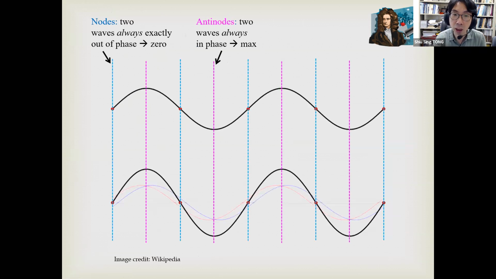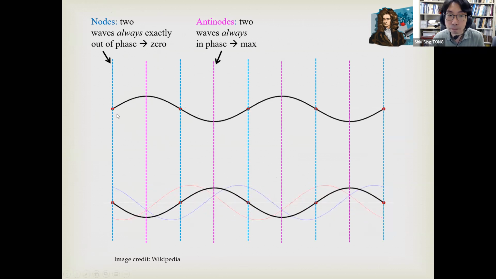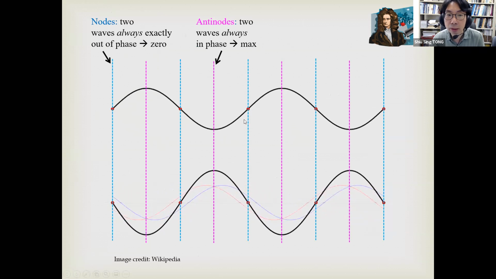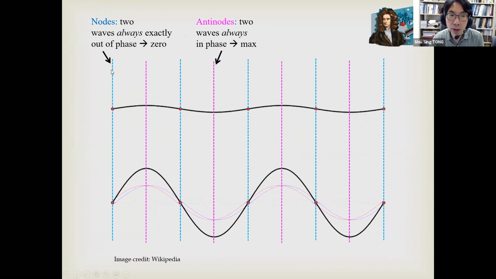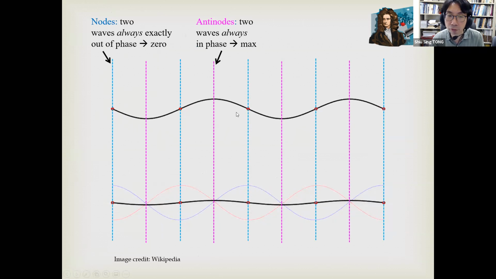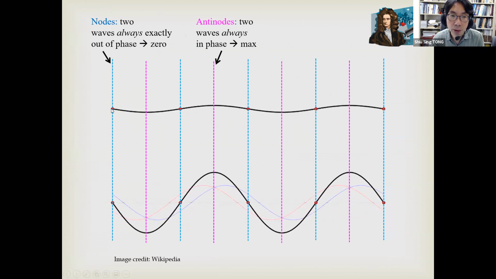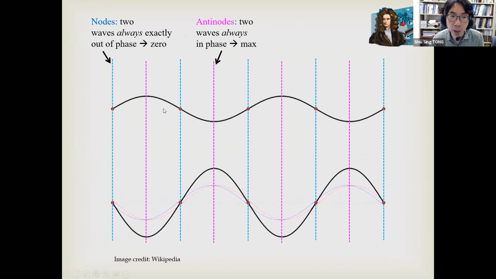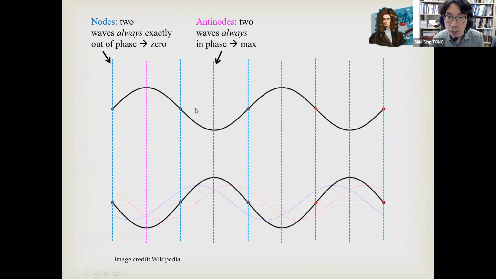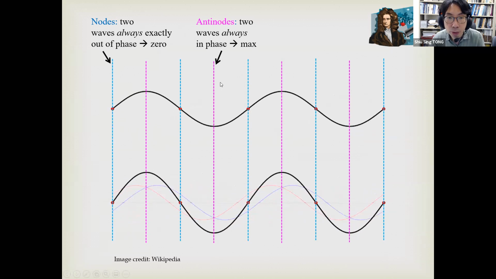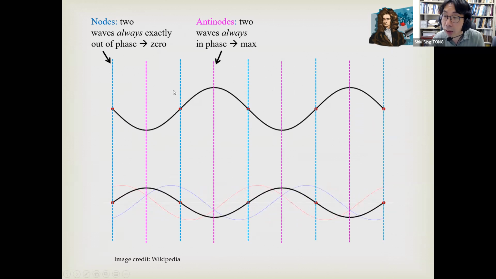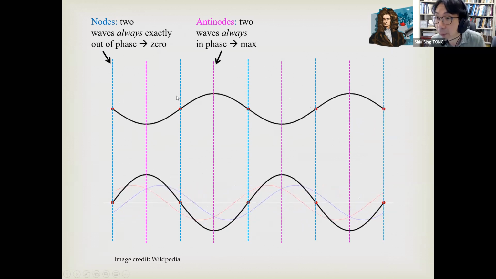Now you can see very clearly from this figure. This is a full wavelength, right? From here to here is a full wave. So the adjacent nodes are separated by half a wavelength. This also is separated by half a wavelength. And the antinode positions, the two red lines, are also separated by half a wavelength.